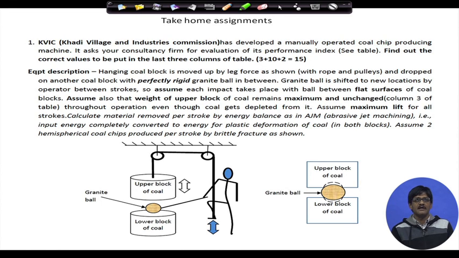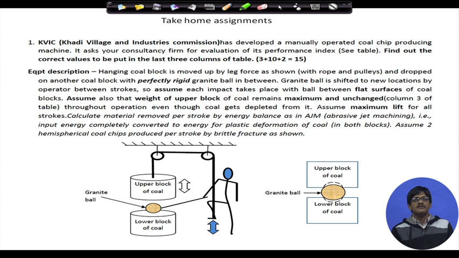KVIC, which reads as Khadi Village and Industries Commission, has developed a manually operated coal chip producing machine. So, for the villages, you can produce chips of coal from a huge piece of coal and sell them in the market. For that, they have designed a very simple machine and they want to give it to needy people, so that they can make a living out of it.